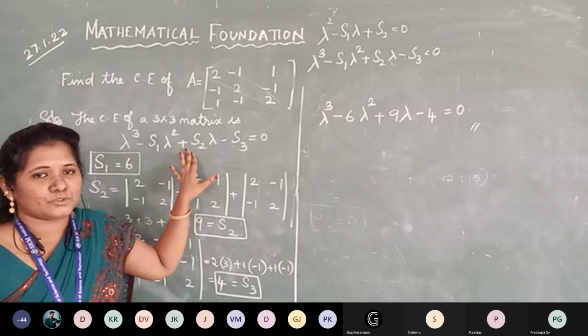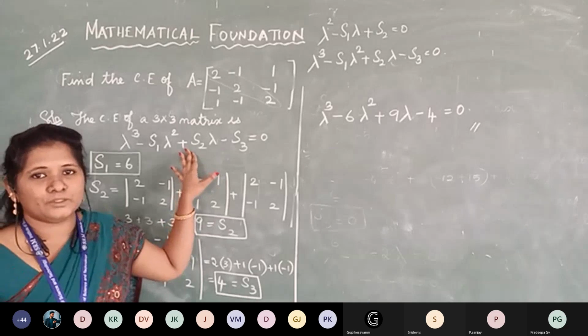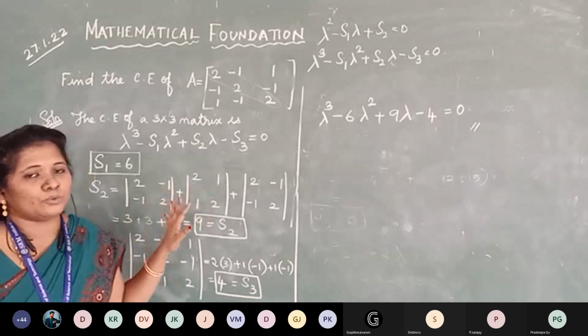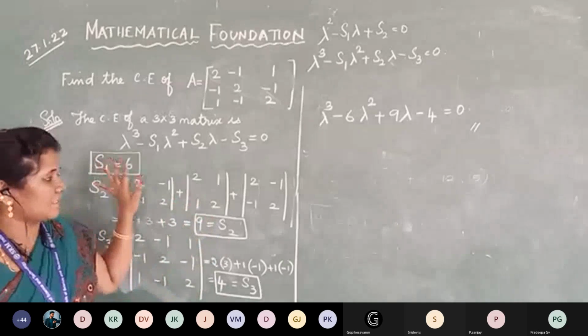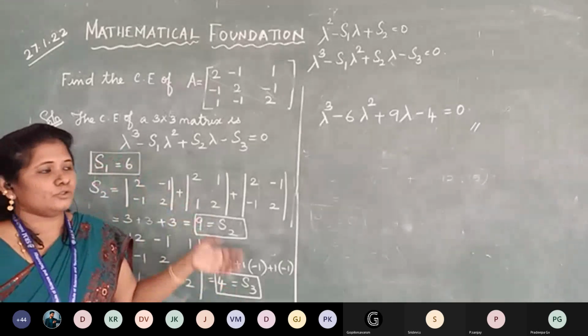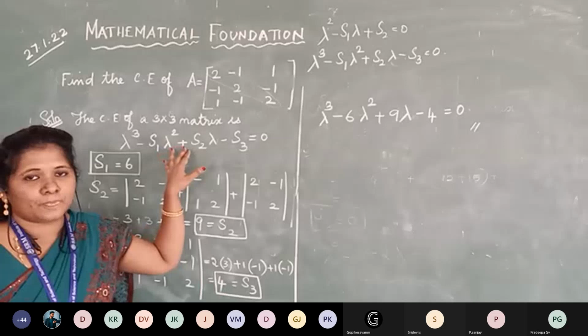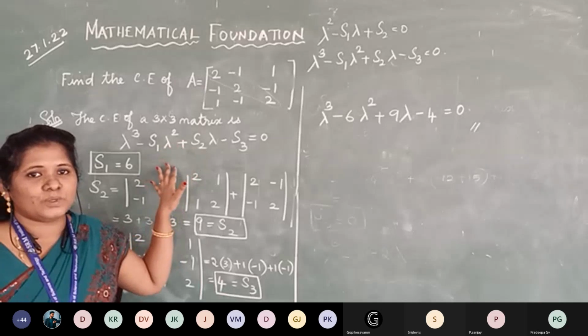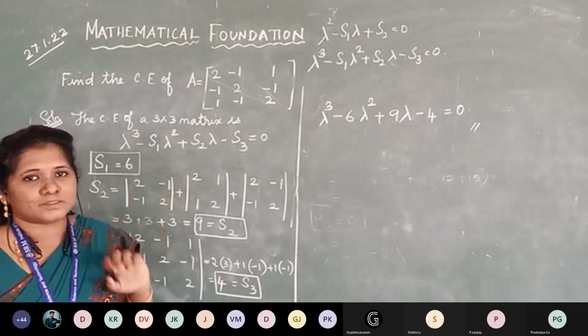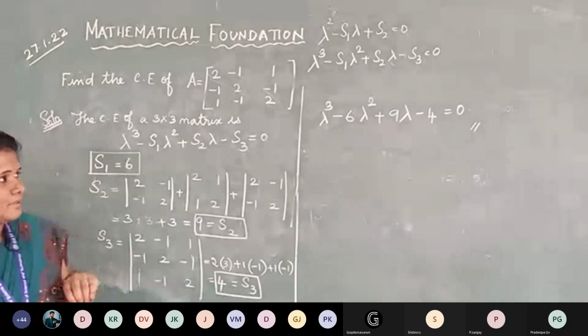The past students who have done this paper, what they will do, they will find out this S1, S2, S3 and forget to substitute it in this equation. You have to substitute it in this equation and that is your characteristic equation. Okay, so write it down.